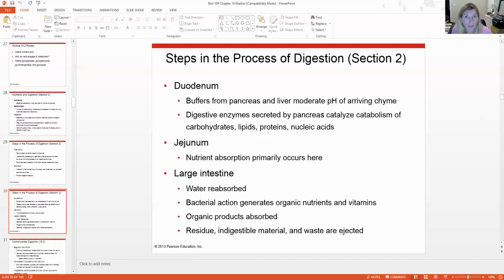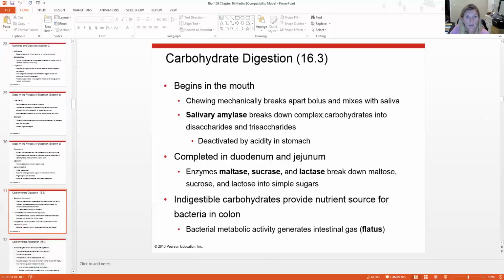Carbohydrates, lipids, proteins, and nucleic acids are all broken down here. This is also where bile will mix with the chyme. The jejunum is where nutrient absorption occurs. The large intestine is where the water is reabsorbed, and the bacteria can produce other nutrients and vitamins, and all of the waste is created and expelled.